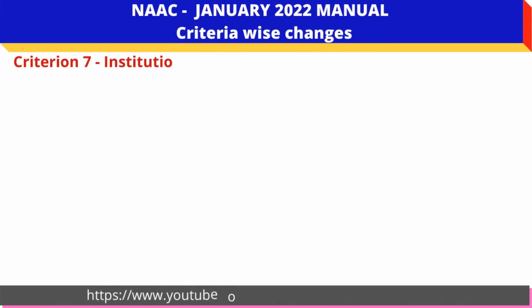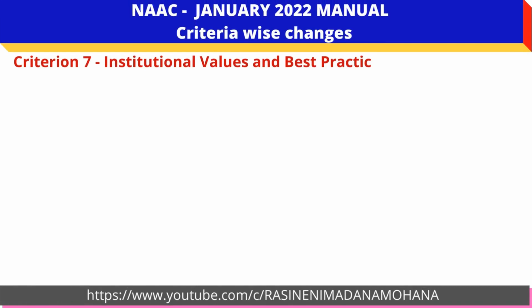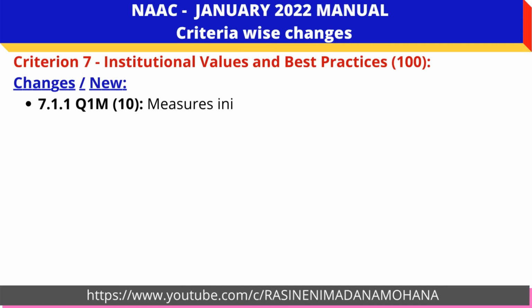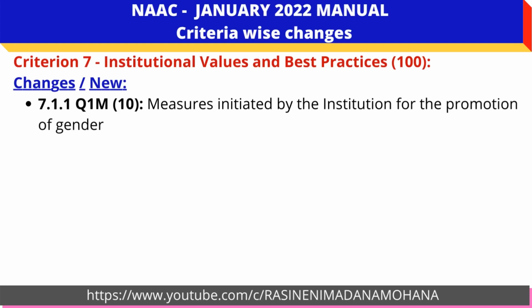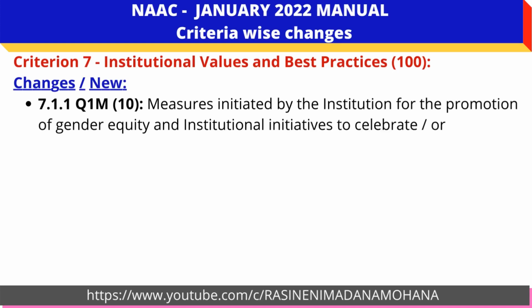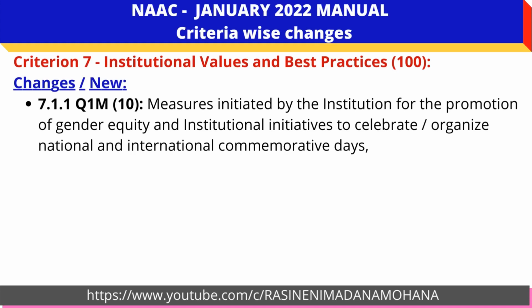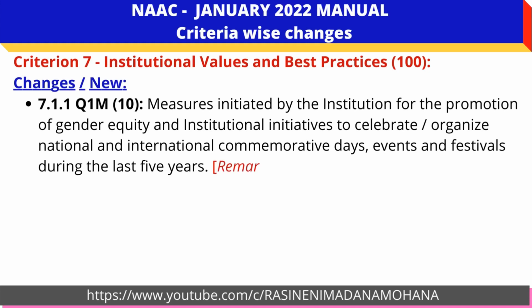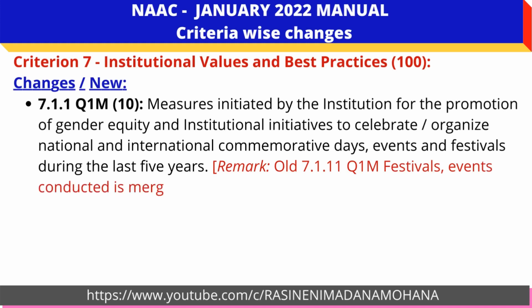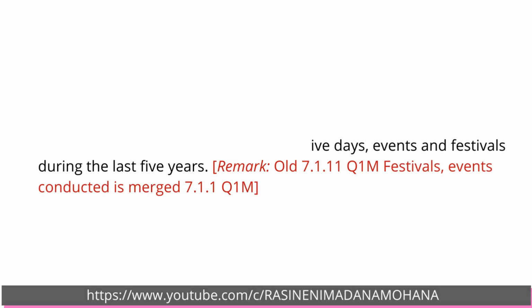Then coming to the last criteria, 7, institutional values and best practices. The changes and new ones: 7.1.1, which is qualitative, weightage is 10. Measures initiated by the institution for the promotion of gender equity and institutional initiatives to celebrate, organize national, international, commemorative days, events and festivals, etc. Earlier, gender initiatives was qualitative, 7.1.1, for 5 marks, and celebrations of festivals and birth and death anniversaries was also qualitative for 5 marks. Now these two are measured together. So actually 7.1.11, that is qualitative, festivals and events conducted, is measured with gender promotion activities. Now the total weightage is 10.